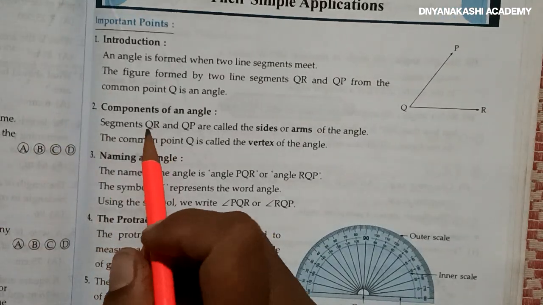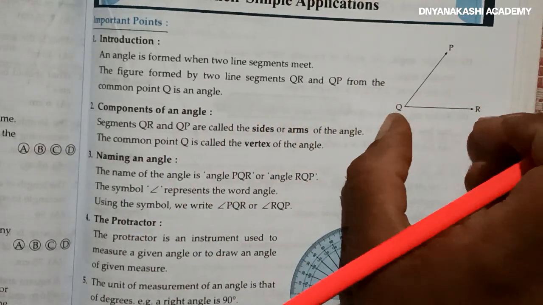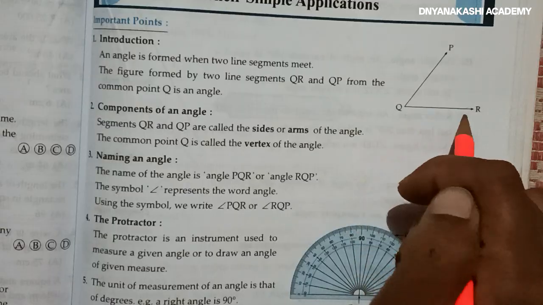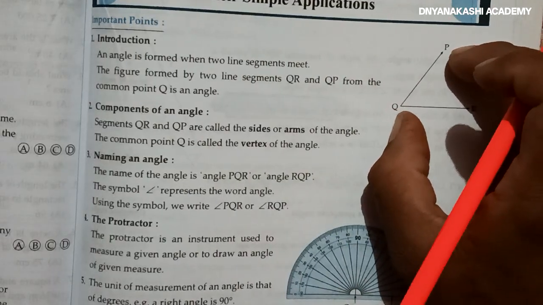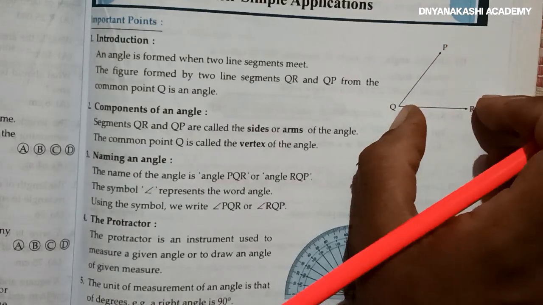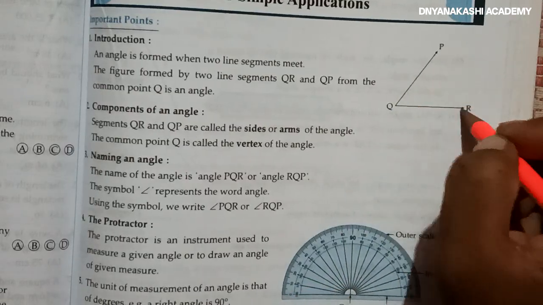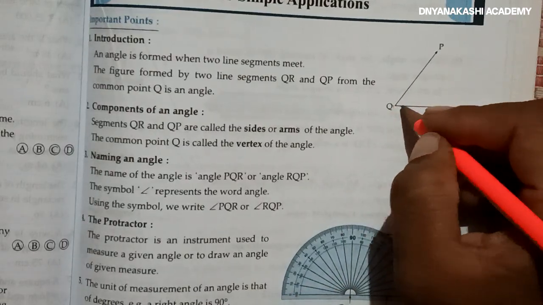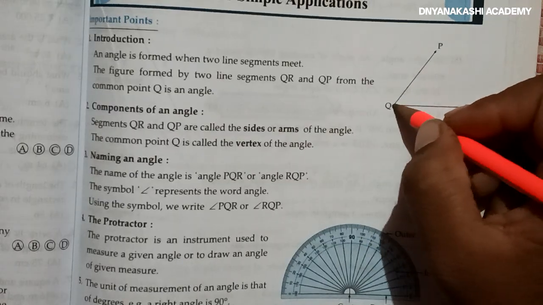Components of the angles. Now consider this diagram here. One line segment is QR, and QP is another line segment. The sides are also called the arms of the angle. The coinciding point of these sides we call a vertex. These are the sides, and this is the vertex.